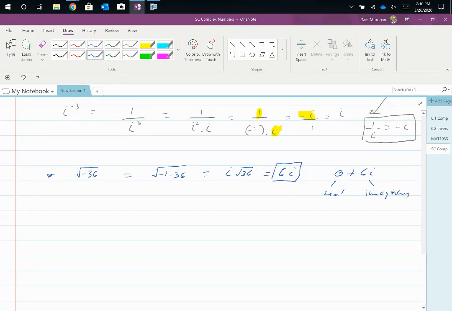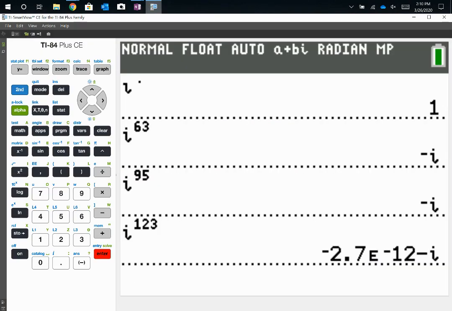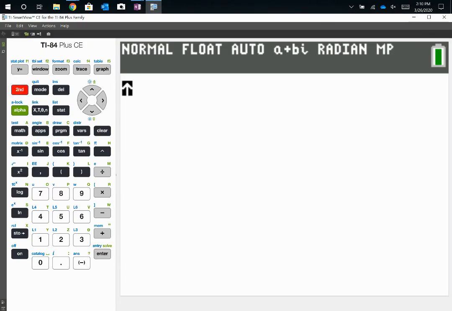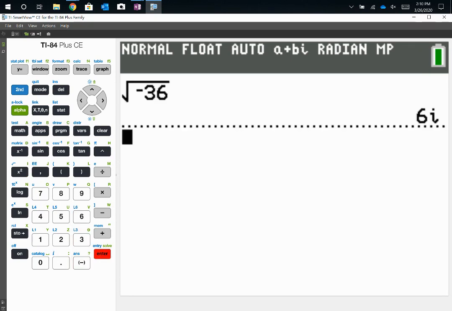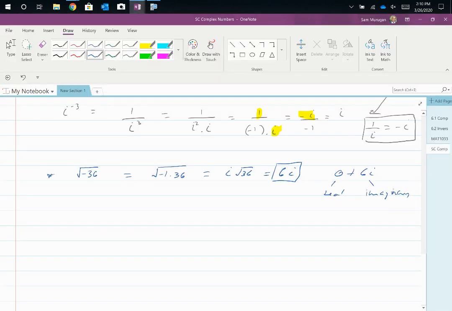By the way, the calculator would give you the answer as 6i if you tried it. Remember, our calculator is still in the complex mode. And if you enter it, you will see 6i. Or say the square root of -144. So we can get in the habit of taking that -1 and putting it outside as i, which is 12i.